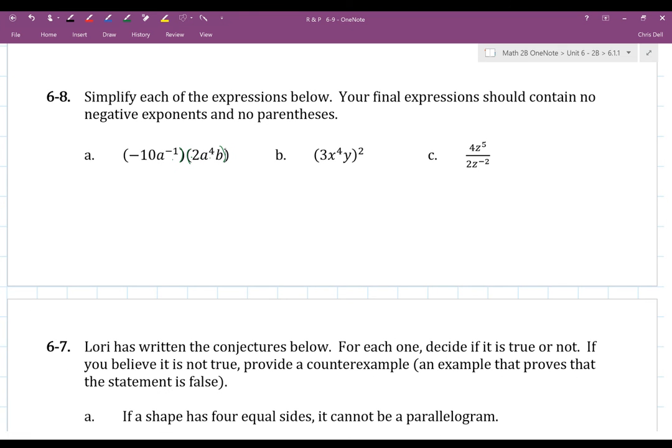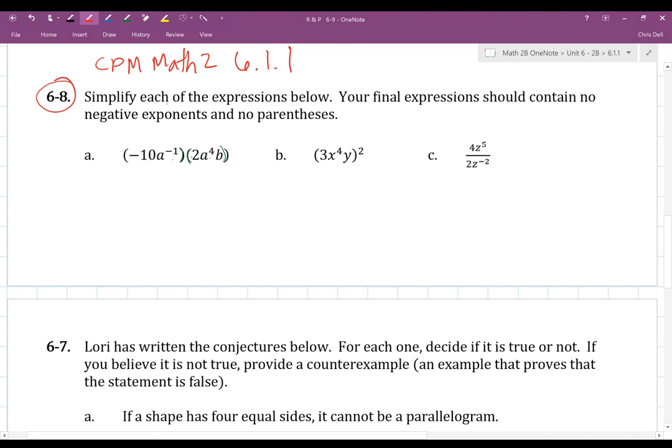We are looking at rules of exponents, simplifying expressions that contain exponents. This is a problem I'm taking from CPM's High School Math 2, section 6.1.1, specifically number 6-8. We'll simplify these, and then I'll show you the rules that I'm using.